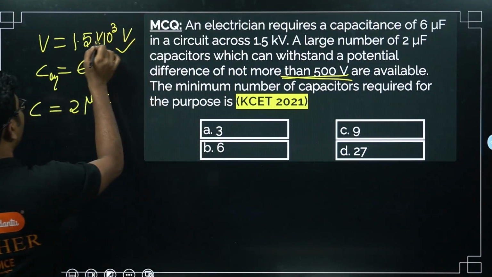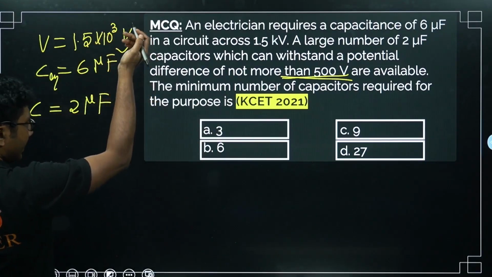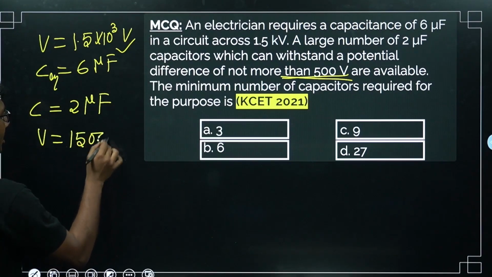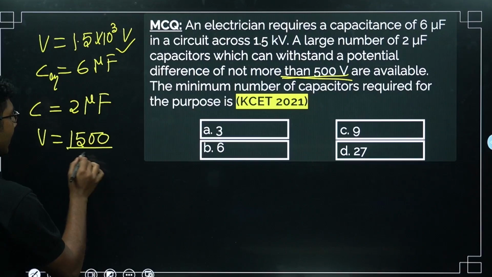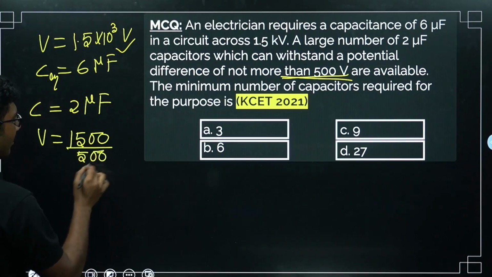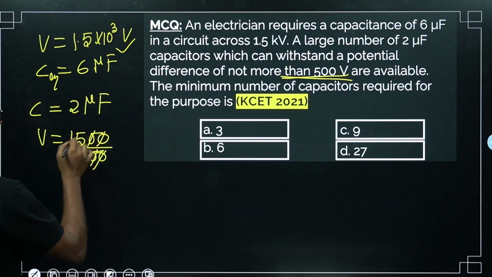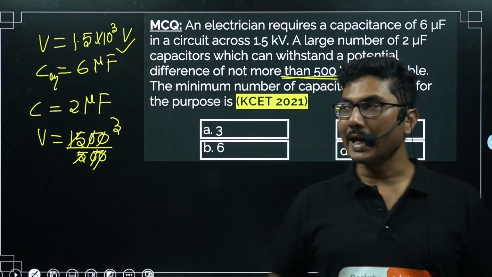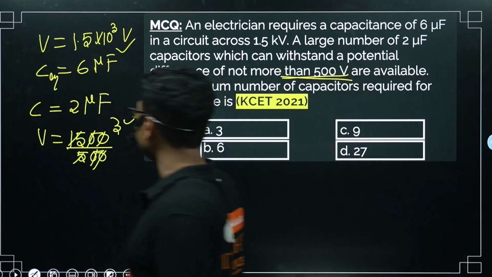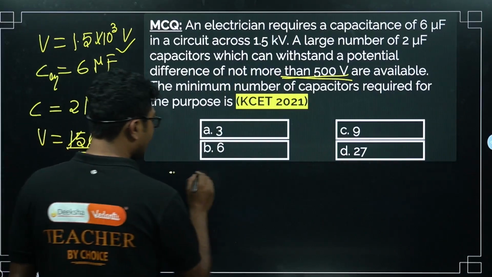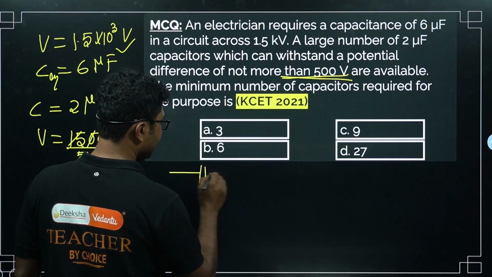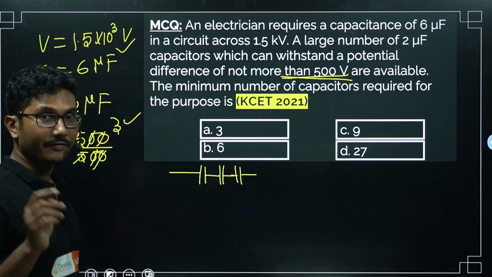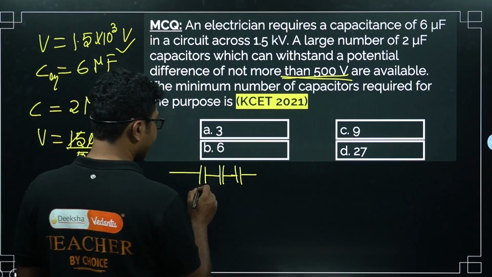So this 1.5 times 10 to the power 3 is 1500. Now what we will do, we will divide this by the given maximum voltage limit. Then we will see how many minimum capacitors are required to withstand that voltage. So only 3 capacitors are required, and they will be connected in series, each of them able to withstand 500 volts.